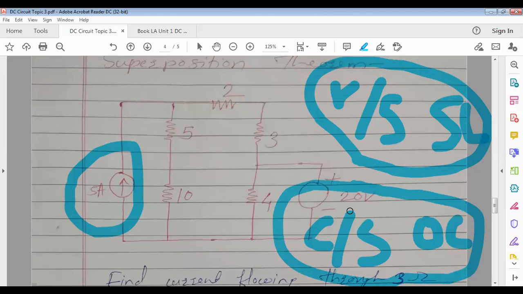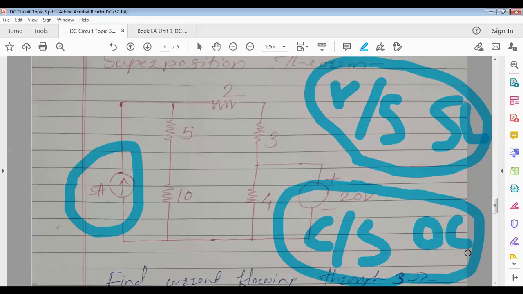I made this concept clear in previous lectures also: short circuit, open circuit. Please refer to my previous material for what short circuit means and what open circuit means. We'll explain again. Your voltage sources you have to make short, and current sources you have to make open. Short means across this 20 volt you take one wire and connect it across, or you remove it from the circuit and close it with some wire. Open circuit means remove it from the circuit.